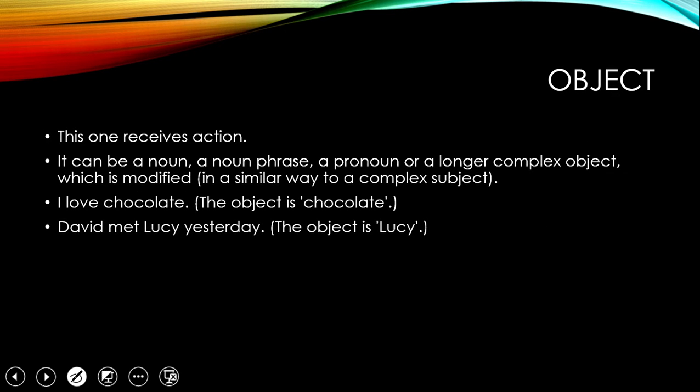Then comes object. Object is that part of sentence which receives action. It can be a noun phrase, a pronoun, or a longer complex object, as we can see. We have seen that there are complex subjects as well, so there can be complex objects. For example, if I say, I love chocolate. So the word chocolate is object because that's receiving my love.